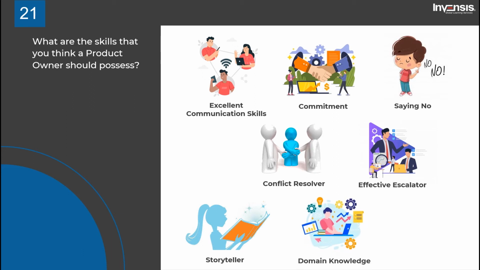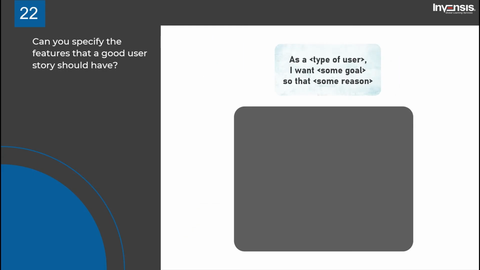Domain knowledge. Speaking of market analysis, the number one skill a product owner must have is domain expertise. Whether it's an EMR or finance software, product owners are the subject matter experts for that tool's domain. The product owner is an important role in the Scrum team, and these are some of the skills that a product owner should possess. The next question goes like this.